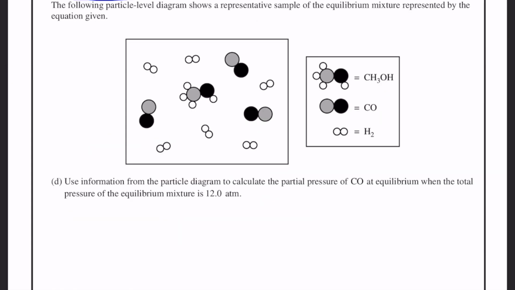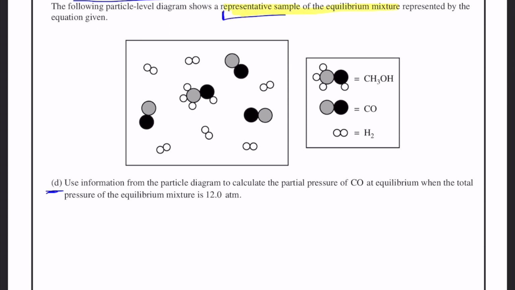Part D shows us a particle diagram. When they say representative sample, they're really talking about the ratio. So what is the ratio of these substances when they are at equilibrium? The best thing to do with these kinds of questions is just count them out. I see 1 methanol, 3 carbon monoxide, and 6 hydrogen gas.